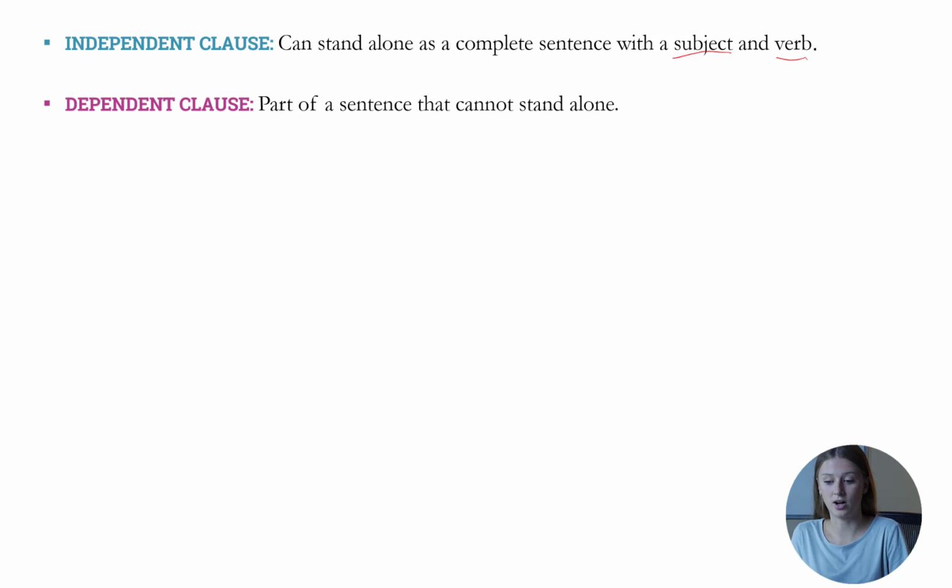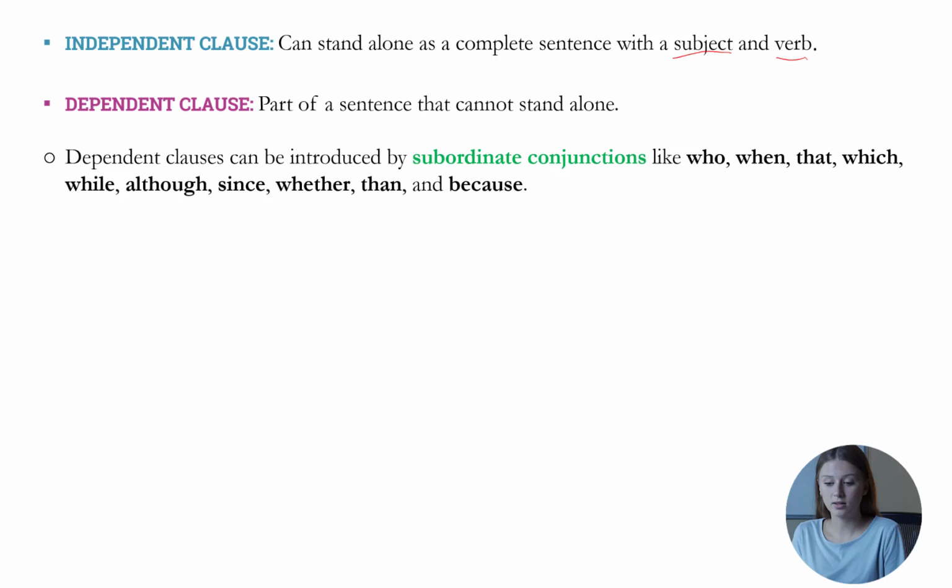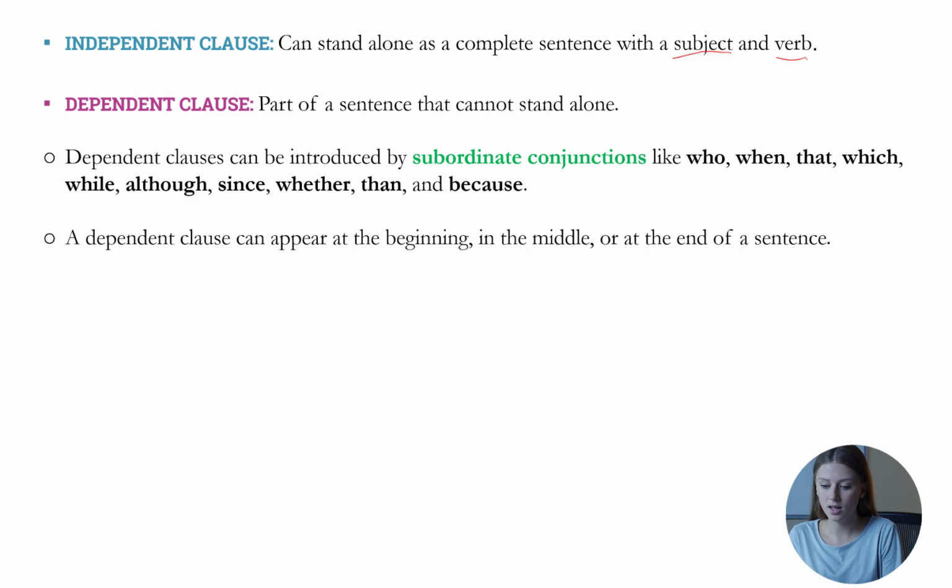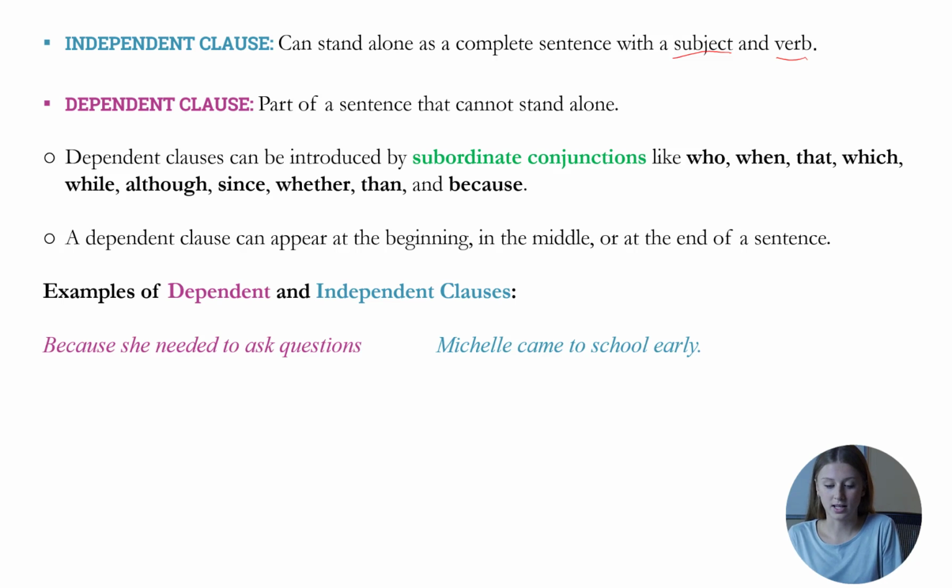Next, the dependent clause is part of a sentence that cannot stand alone. Dependent clauses can be introduced by subordinate conjunctions like who, when, that, which, while, although, since, whether, than, and because. A dependent clause can appear at the beginning, in the middle, or at the end of a sentence. So let's look at some examples.